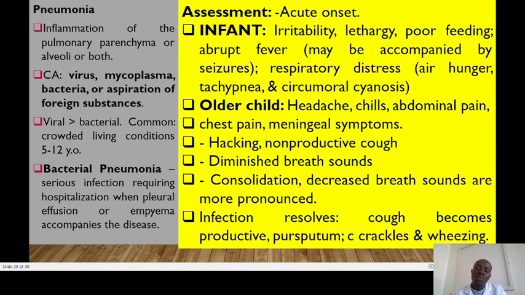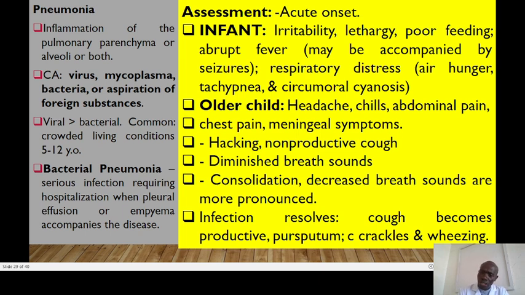When you look at bacterial pneumonia, this is more serious and it requires hospitalization when the pleural effusion or empyema accompanies the disease. So in terms of assessment, you find that an infant in acute onset will be irritable, will be lethargic, will demonstrate poor feeding, and there will be abrupt fever, which sometimes may be accompanied by seizures. Infants could also suffer from respiratory distress, where there is air hunger, they have tachypnea, and they have perioral cyanosis.